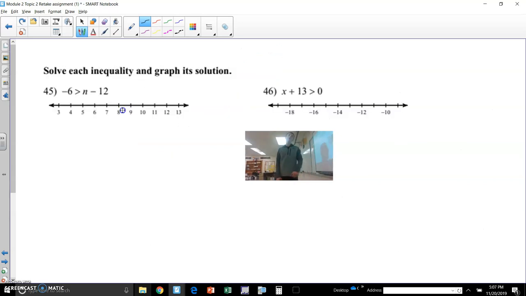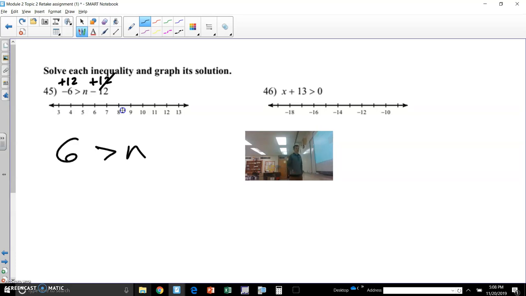So there's our little warm up before we start talking about solving. So we are solving some one- and two-step problems, trying to get the variable by itself. Then we want to graph the solution on the number line. So similar to the other video about solving, I'm trying to get n by itself. -6 plus 12 means I have 6 is greater than n.